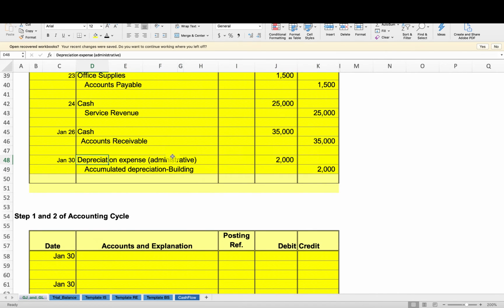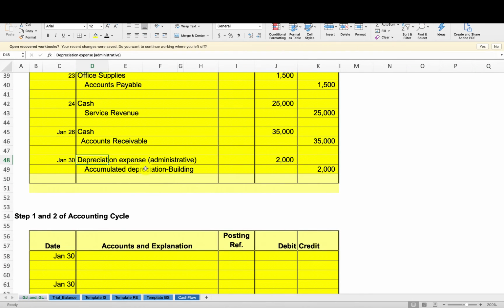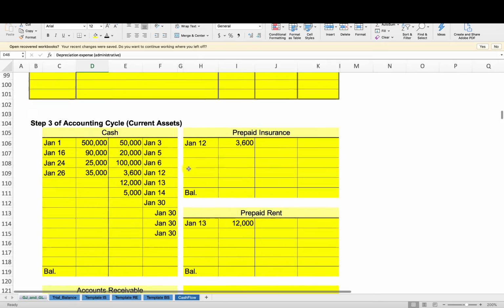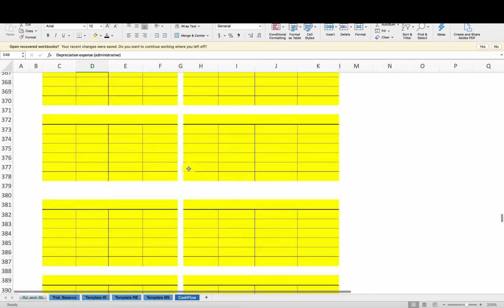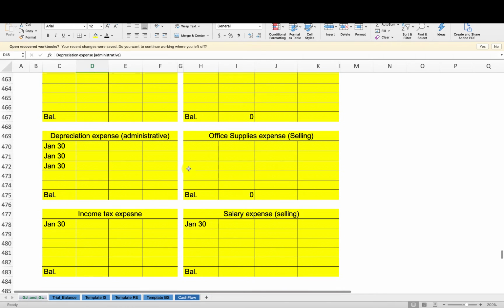And we only have a depreciation expense administrative account, so we're going to put it there. So we're going to debit depreciation expense administrative for 2000 and credit accumulated depreciation building for 2000. So notice, this is important. When you have depreciation on the building, the accumulated depreciation account needs to be the accumulated depreciation building account, okay? So now that I have this, I need to go to my expenses. So I'm going to go down to my expenses. Here's my sales revenue. And here is depreciation expense, okay, for 2000.